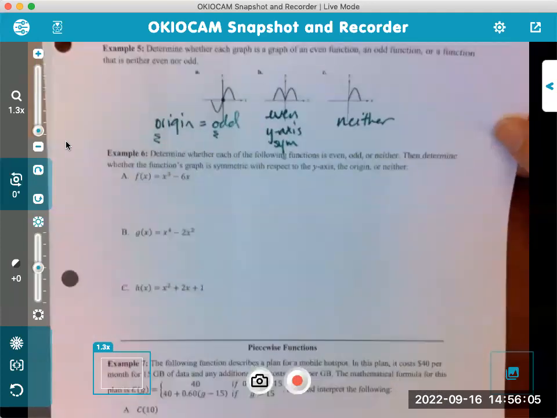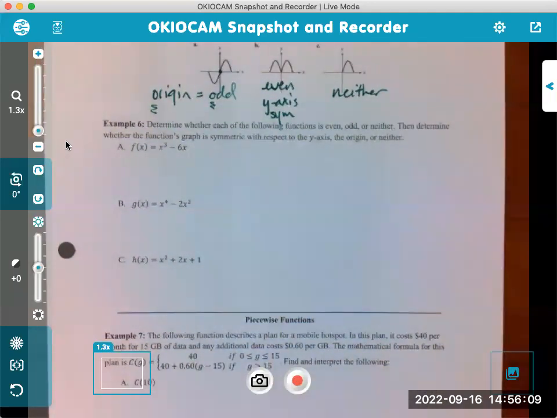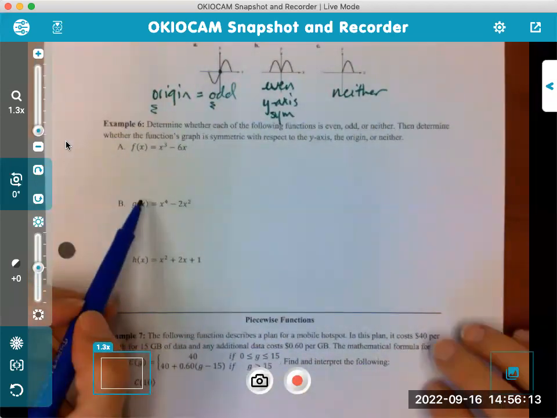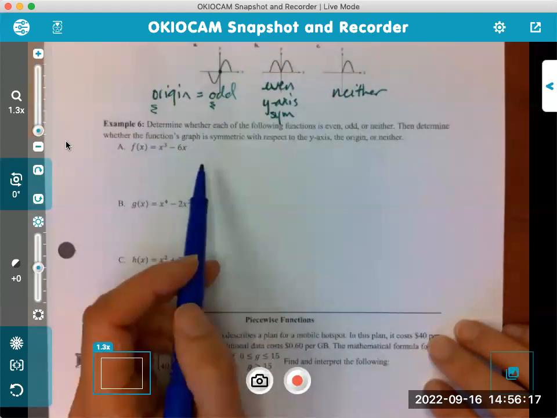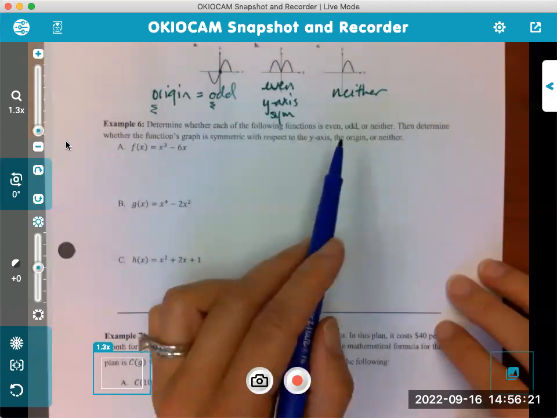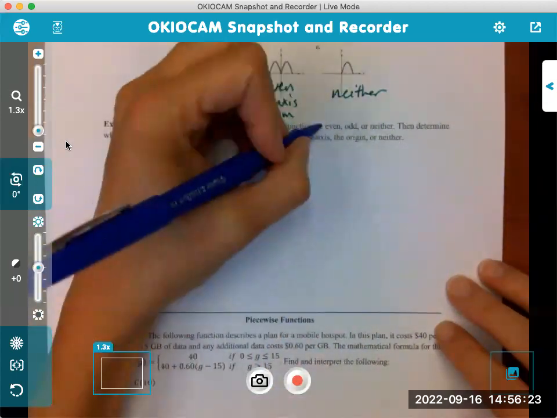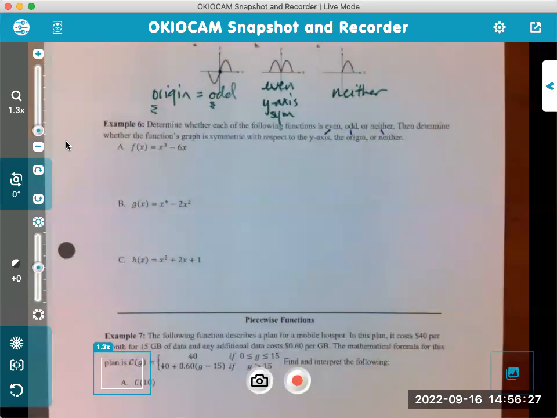So example 6, determine whether each of the following is even, odd, or neither. Well, remember that if any of these have a y-squared, oh, we're not doing x-axis, so never mind. So just y-axis, origin, or neither. Remember, even is y-axis, origin is odd, neither is, of course, neither.